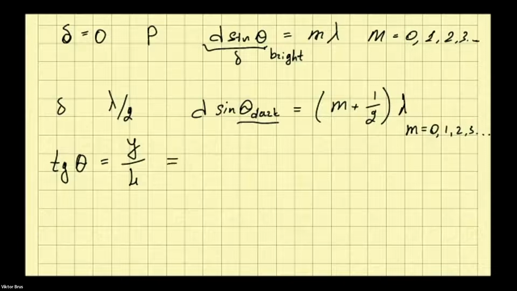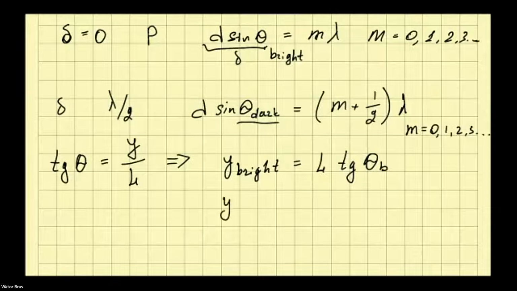So we can express from here the linear positions for bright and dark fringes. Y bright will be equal to L times tangent theta bright, and Y dark will be equal to L times tangent theta dark.